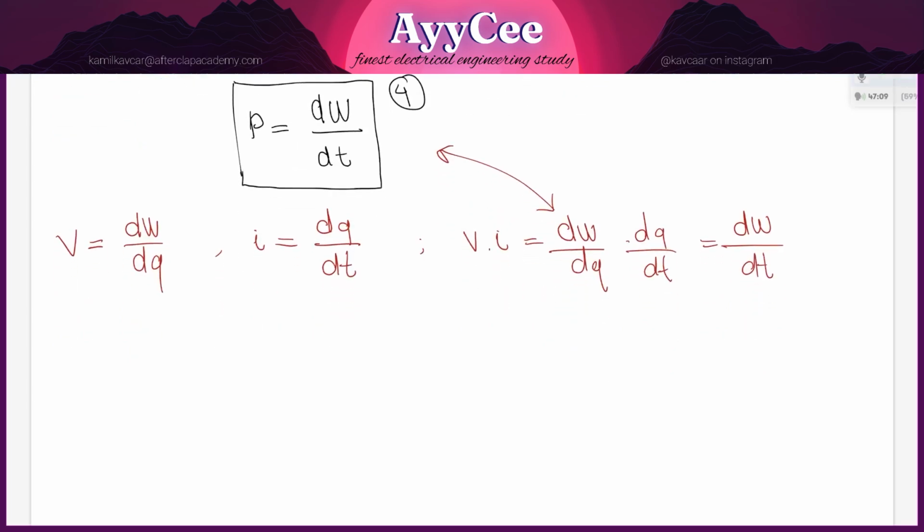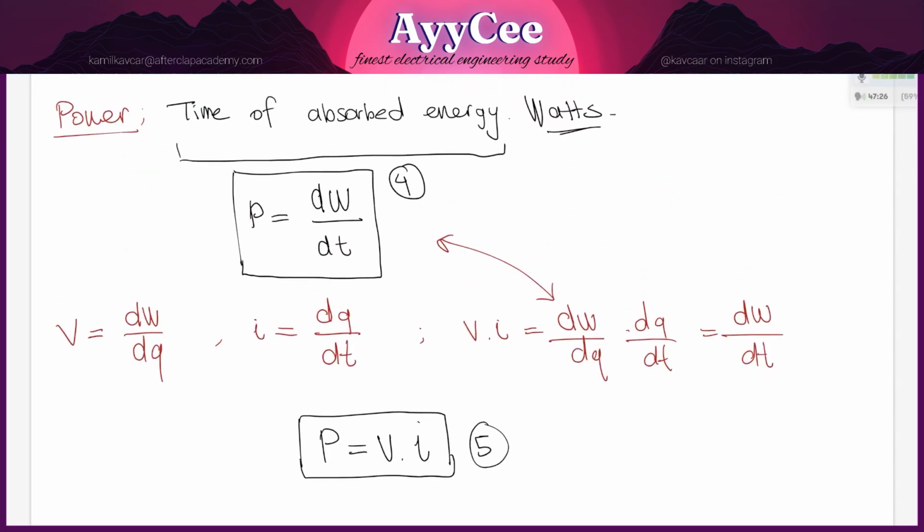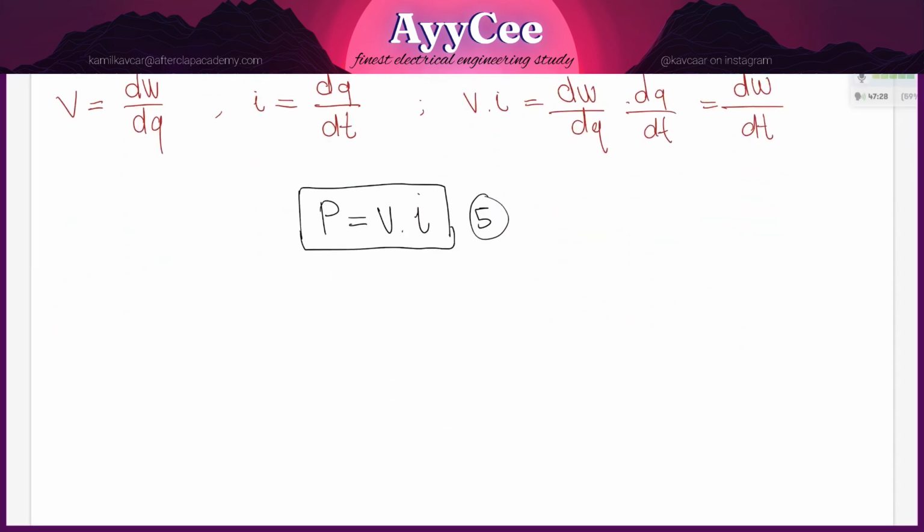So now that means we are coming up with another equation. Let me put it in here. Power is equal to voltage times current, and this is really important. And this is, let's say, equation 5. So after this point about power, we have found out 2 equations that are really helpful.